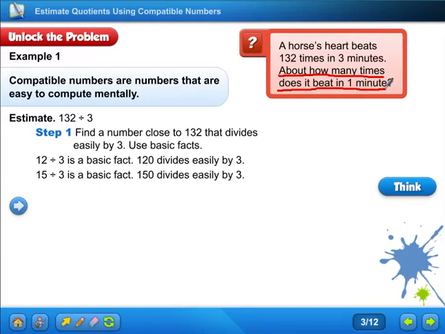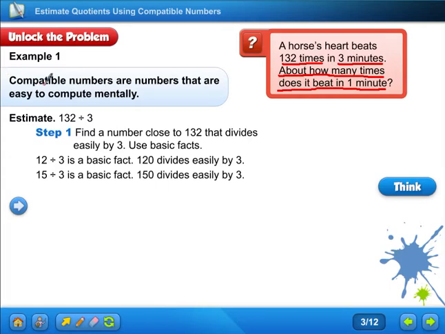So I'm going to underline my question. About how many times does it beat in 1 minute? What information do we have? We know that in 3 minutes, it beats 132 times. Okay, so that's our question.